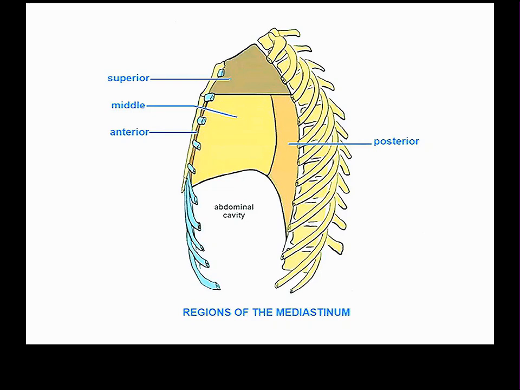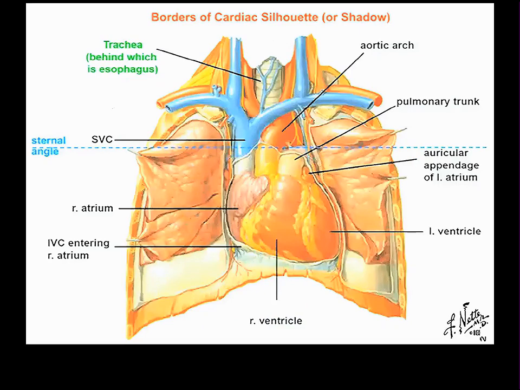The pericardial sac and the roots of the lungs are in the middle mediastinum. I'm going to look first at the structures of the middle mediastinum, then we'll look at the structures of the superior mediastinum, and then we'll look at the structures of the posterior mediastinum as seen on the CT.